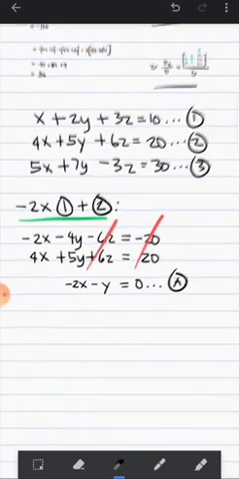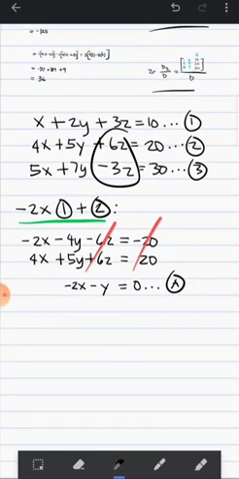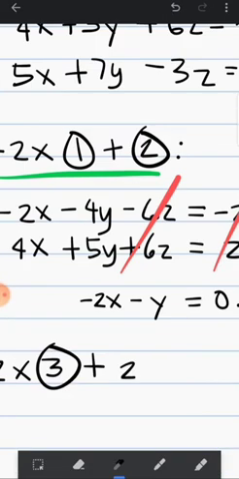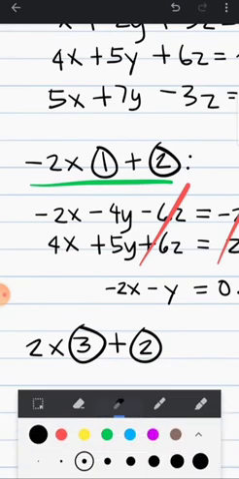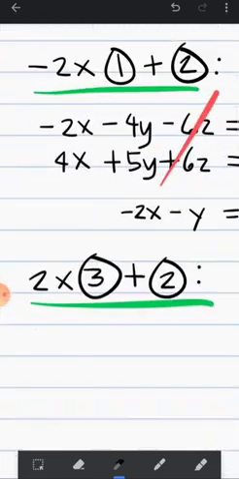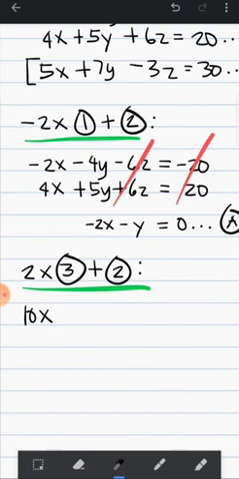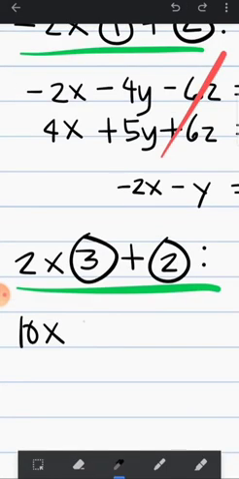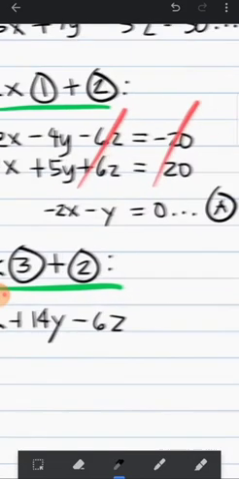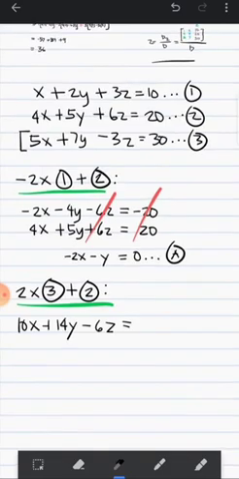Then we want to cancel out these terms for equations 2 and 3. So we have to multiply equation 3 with positive 2. So 2 times equation 3 combined to equation 2. So this is our goal. 2 times this equation gives us 10x. 2 times 5 is 10. And then 7 times 2 is 14y. And then negative 3 times 2 is negative 6z. Then 2 times 30 is 60.